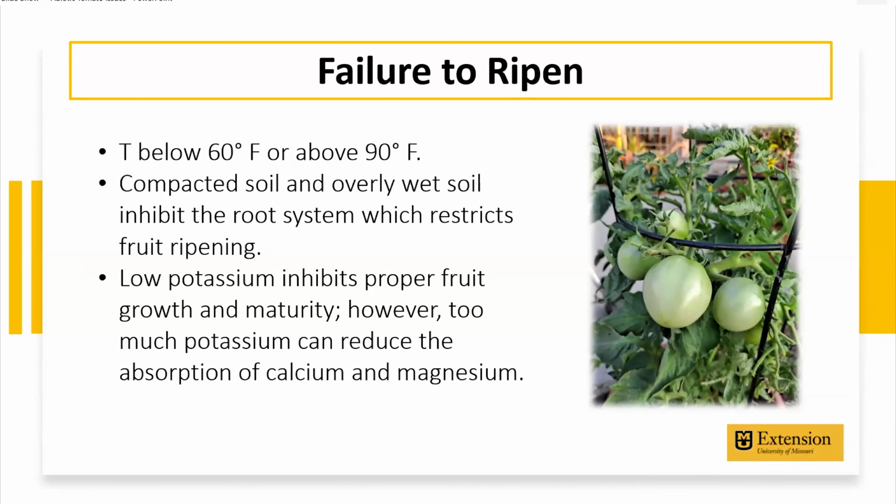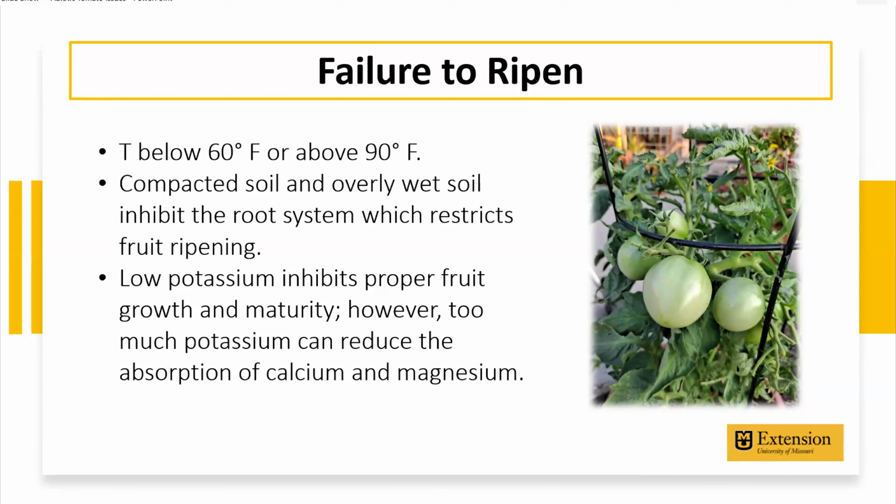Failure to ripen, and this is actually from my house. I've got a lot of tomatoes. They just seem to be sitting there. They're not turning red, although this morning when I watered, I did see a red one and I got really excited. So temperatures that are below 60 degrees Fahrenheit, or if they're above 90 degrees Fahrenheit. As I said, temperatures where I am, a couple of nights it got down below 60 degrees. And so that's probably one of the reasons why mine are not ripening.